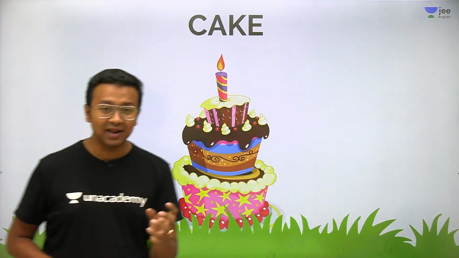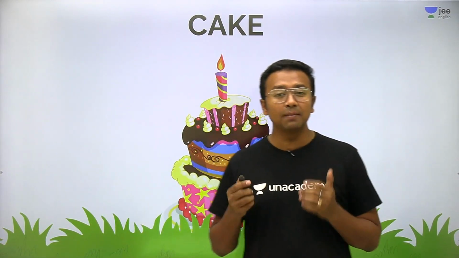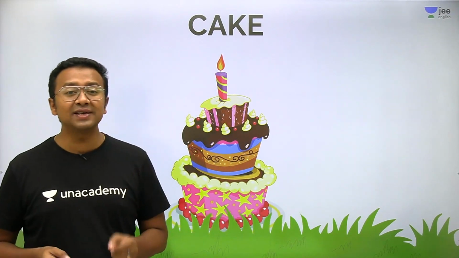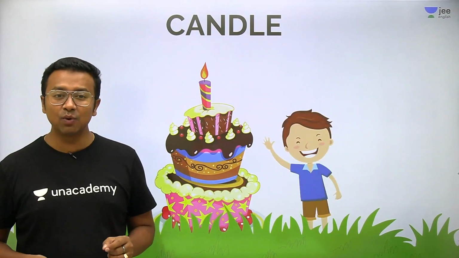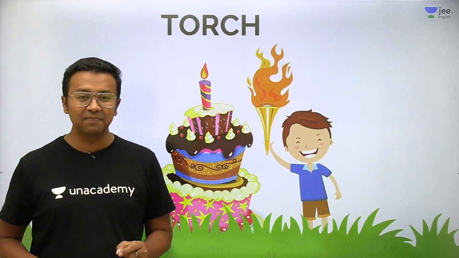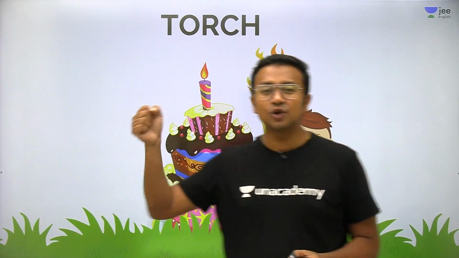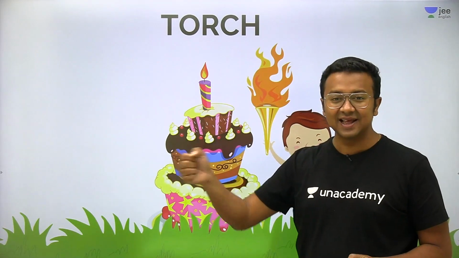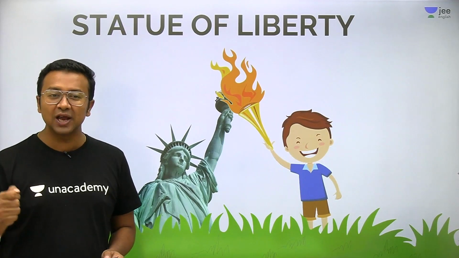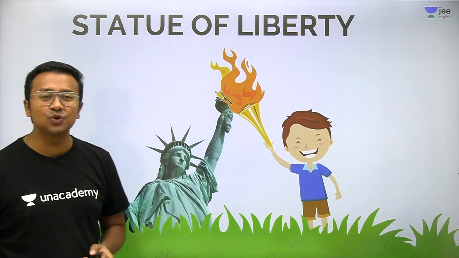And the next word comes here is cake. So it was the day of the birthday of the boy. So he had to cut a cake on the day of his birthday. Next word is candle. So he had put a candle on top of the cake. The next word is torch. So what he did, he lit a torch with the candle. The next word comes here is Statue of Liberty. So he took the torch and he lighted up the torch which was also there in the Statue of Liberty.